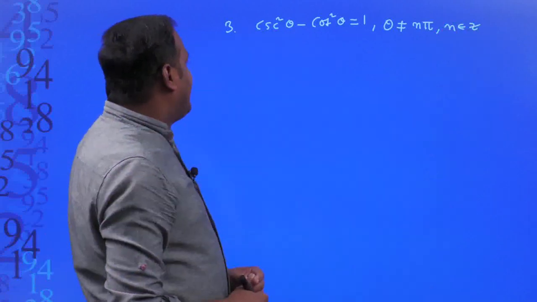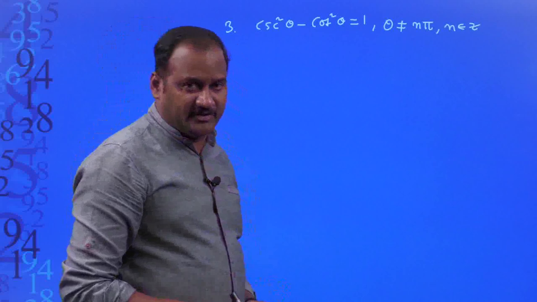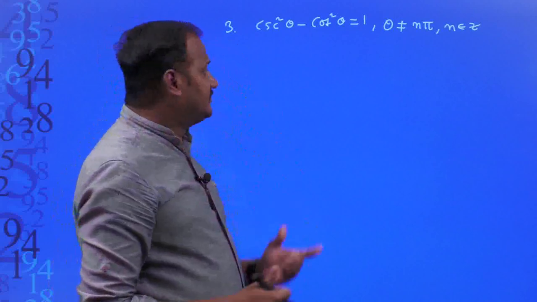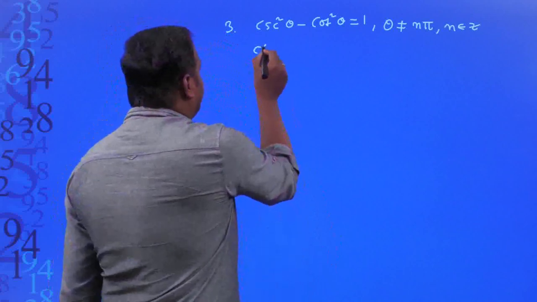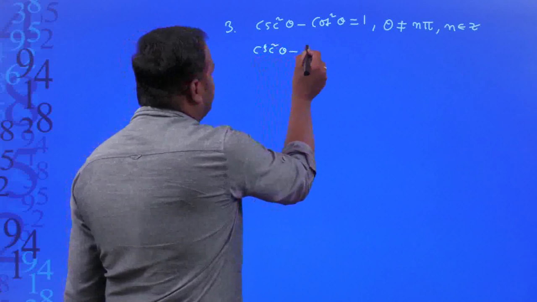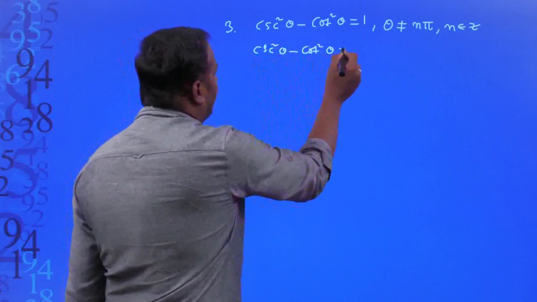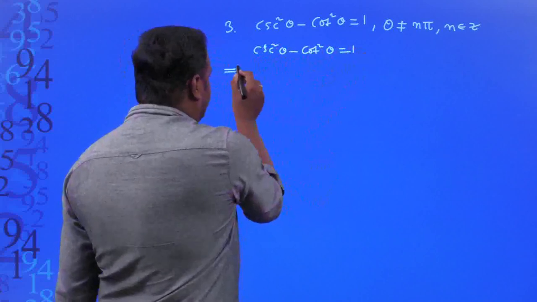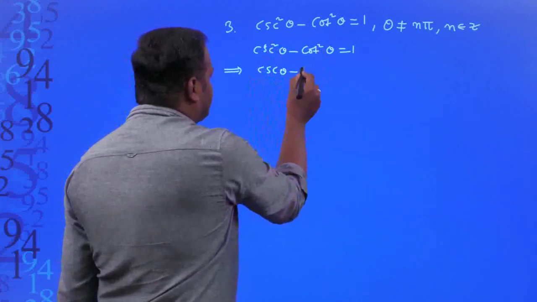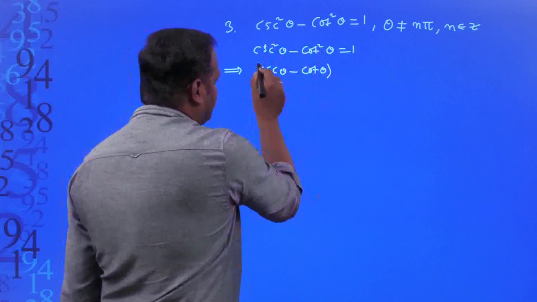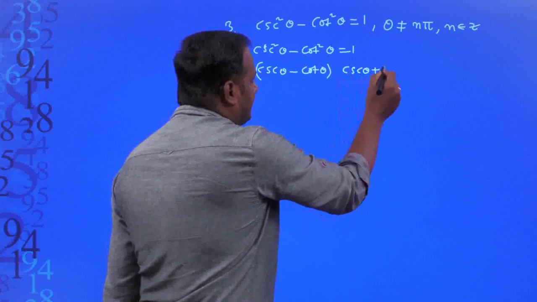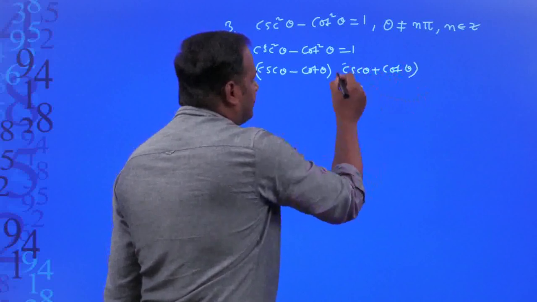So, back to this cosecant square theta minus cot square theta equal to 1. It is in the form of a square minus b square. So, again a square minus b square can be written as a plus b into a minus b. So, cosecant square theta minus cot square theta equal to 1 can be written as cosecant theta minus cot theta into cosecant theta plus cot theta is equal to 1.